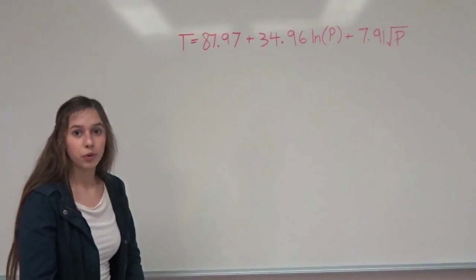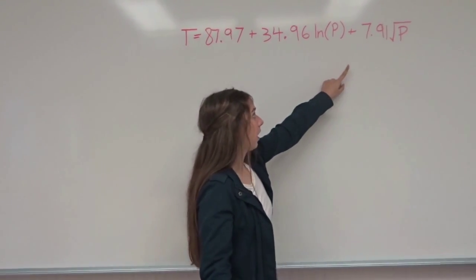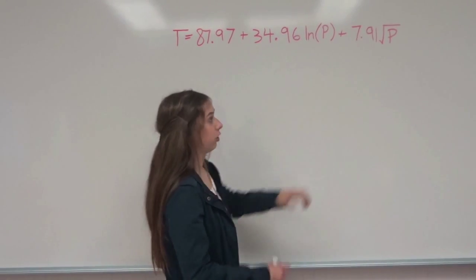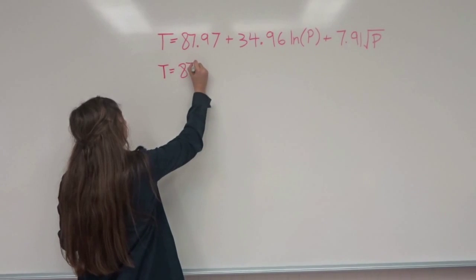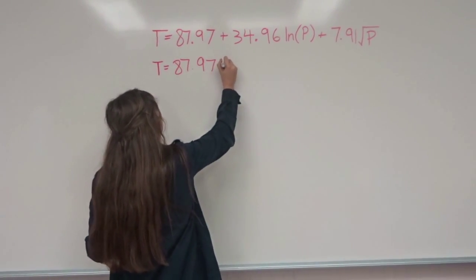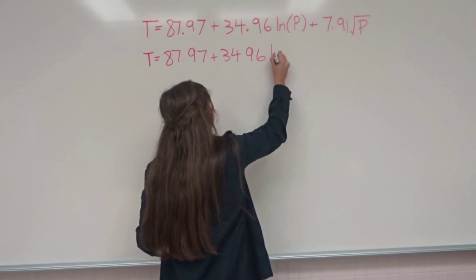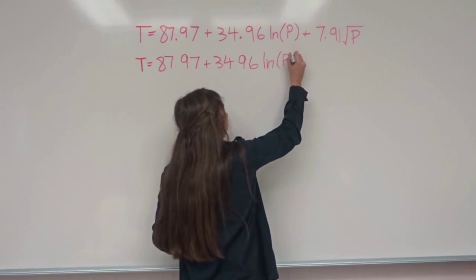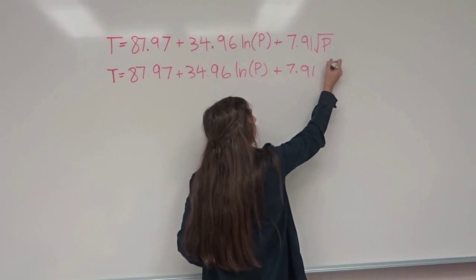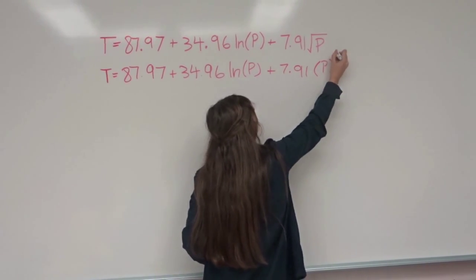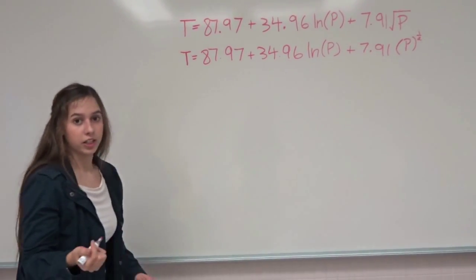The first thing we need to do is rewrite the equation so we can eliminate the square root. So we're going to rewrite it, and this part will stay the same because we don't need to change anything. And in here, we're going to put p to the 1/2 so we can differentiate it in an easier way.